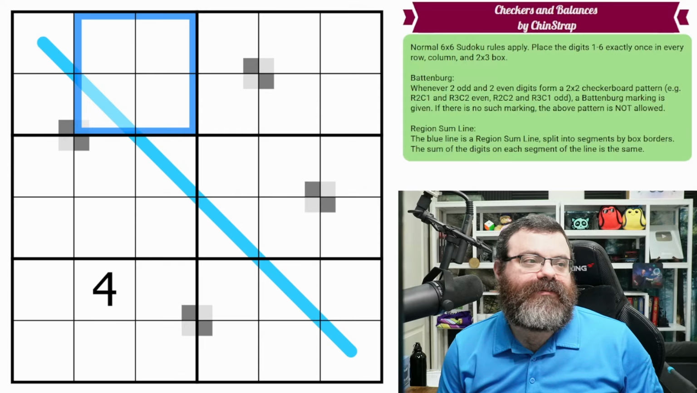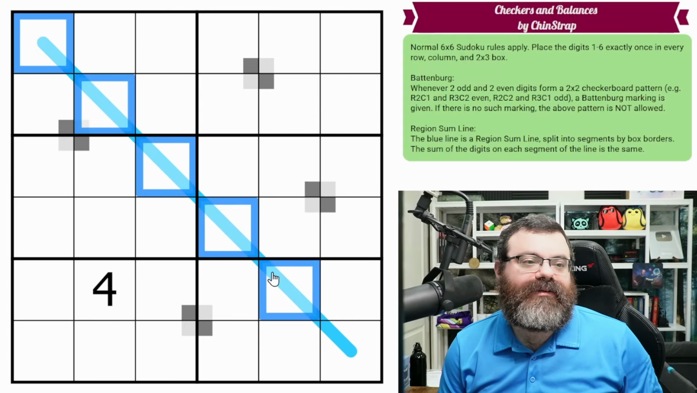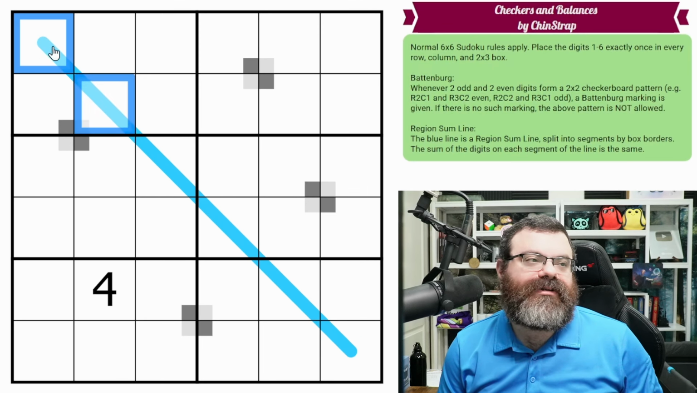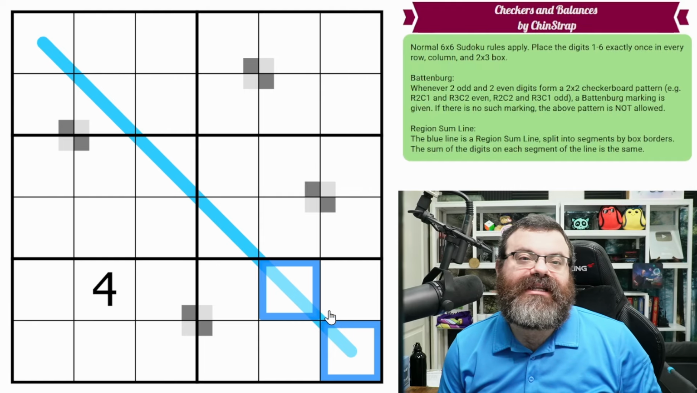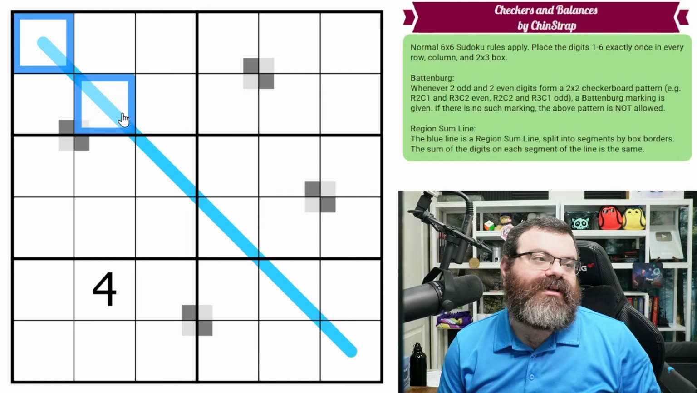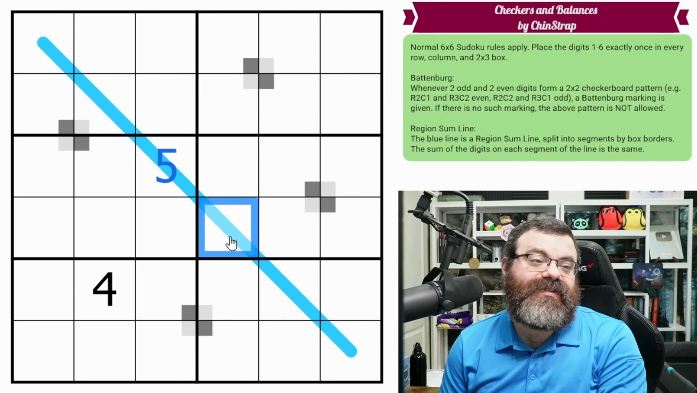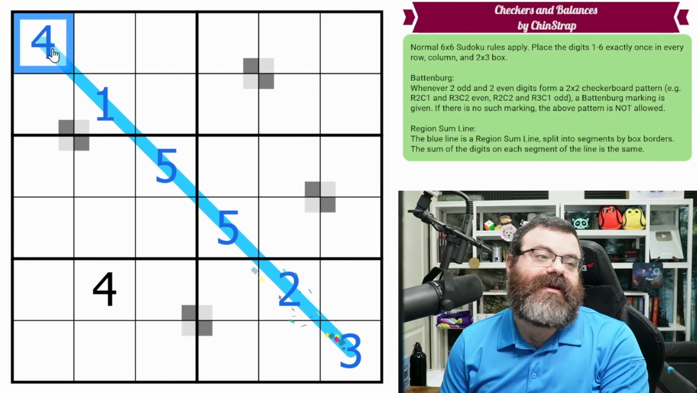That would be disallowed. And then in addition to that, we have a region sum line here, just a single line. It's split into segments whenever it crosses a box border. So this is a segment, this is singular, singular, and this is a segment. The sum of the digits on each segment of the line is the same. So whatever this is, this is a single digit, right? So if this was 5, this would also be 5 in order to have the same sum. This could be, say, 2, 3, and this could be 1, 4. That would be one way to do it.